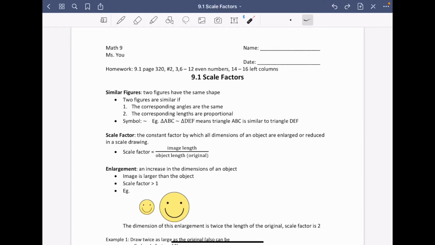Hello everyone. Today we'll talk about section 9.1, scale factors.